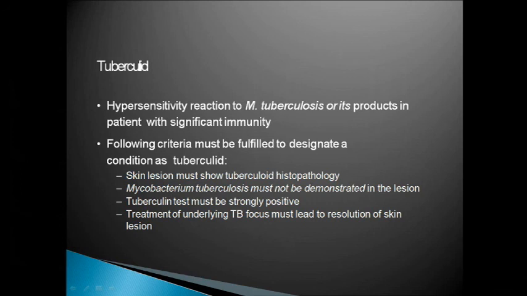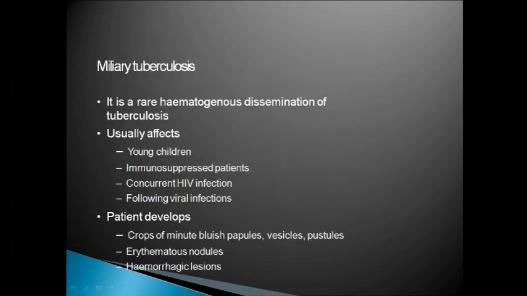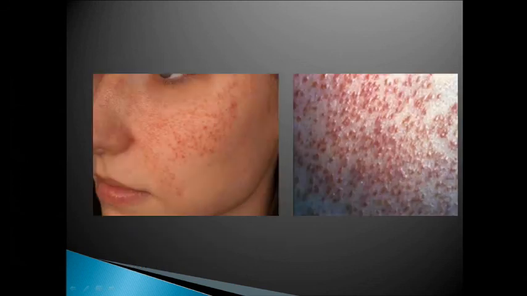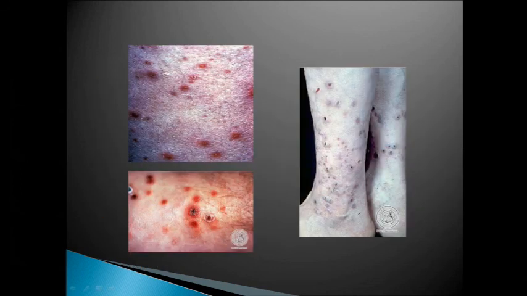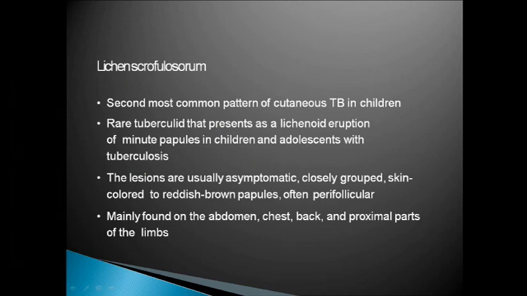Okay, so we see two things: miliary tuberculosis where immunity is low, and tuberculid where immunity is very high. Just an immune response.